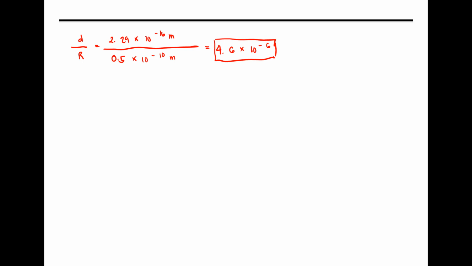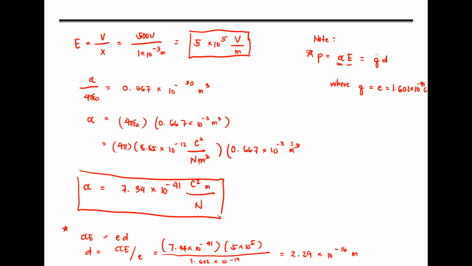Now the other question is, to ionize the atom, what could be the value of V? So in order to ionize the atom, it should be that your D, the displacement of the positive nucleus, must be at least equal to the radius R. That is, R is equal to this one, alpha E. So since D is equal to R, then R is equal to alpha times the electric field divided by the charge.